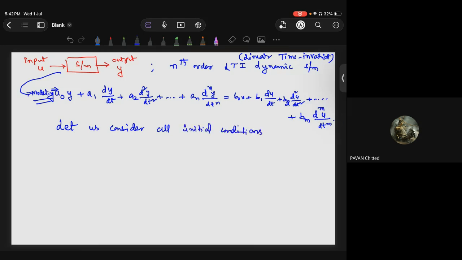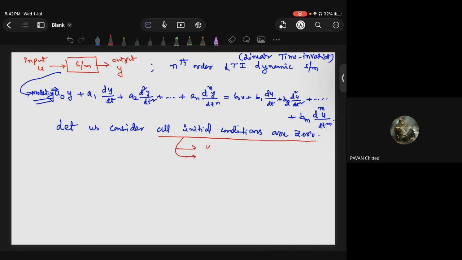All initial conditions are zero. This is a very important point. What is the meaning of all initial conditions are zeros? All initial conditions in the sense, the input and output at t is equal to zero, all of them are zeros.